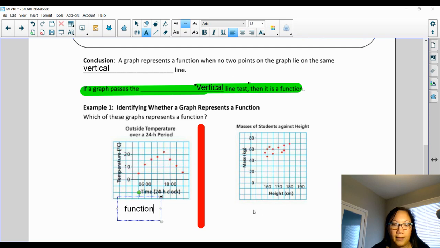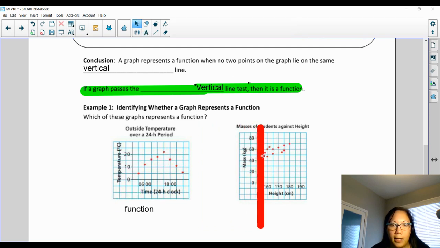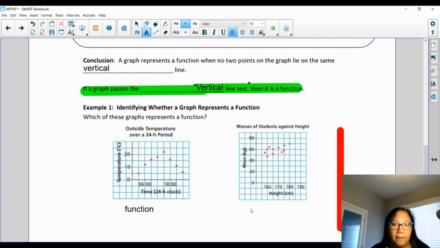Now, if I try my vertical line test on the second graph, I'm okay after the first point, but as soon as I get to these second points, I'm covering more than 2 points at the same time. There's a problem there. Okay, so this one is definitely not a function.